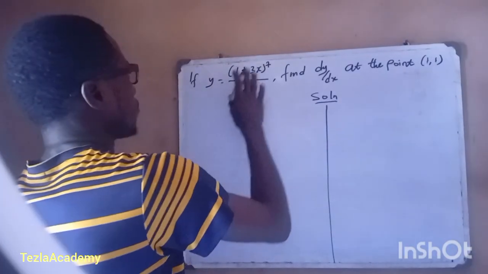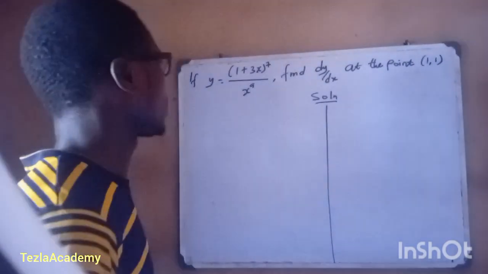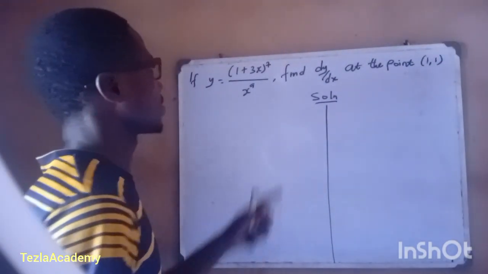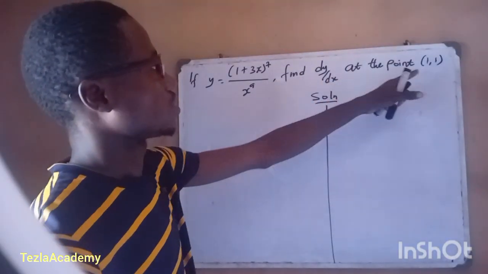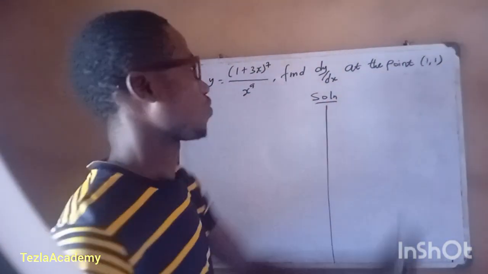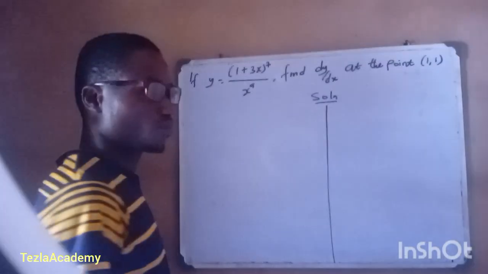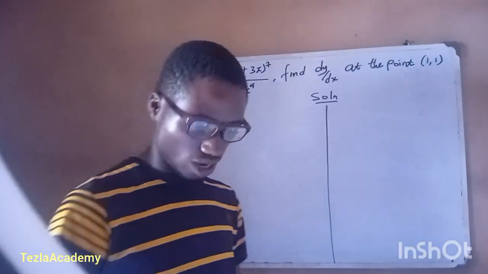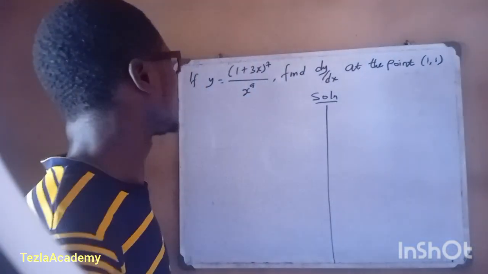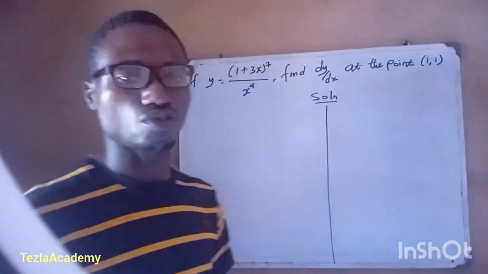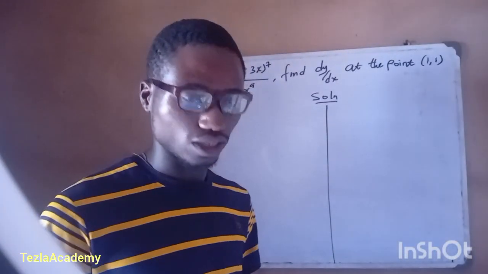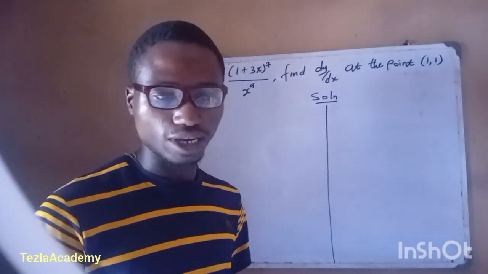So this question says: if y equals (1 plus 3x) all raised to the power 7 over x raised to the power 9, find dy/dx at the point x equals 1 and y equals 1. There are two approaches to this. We can use the quotient rule because this is division. We can also take the ln of both sides to make it faster.